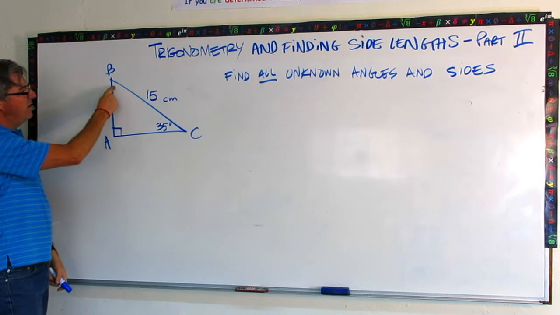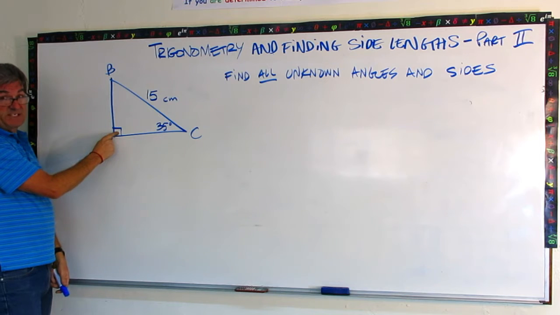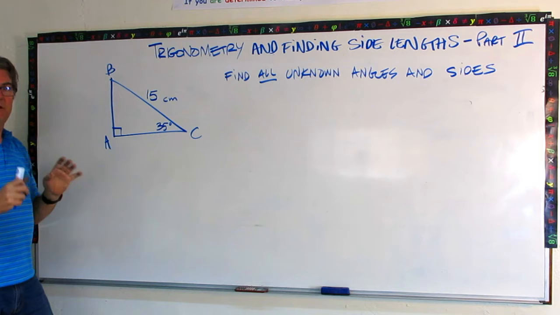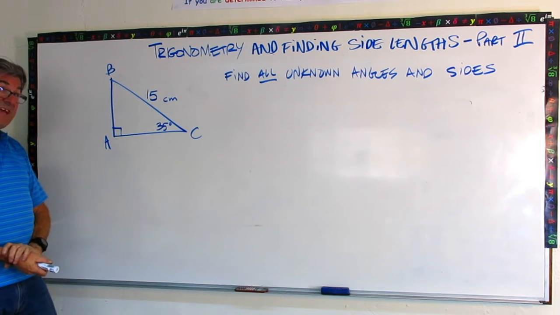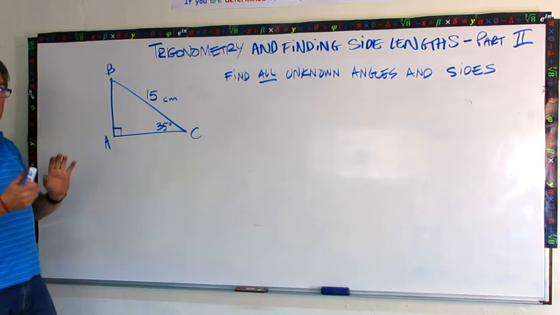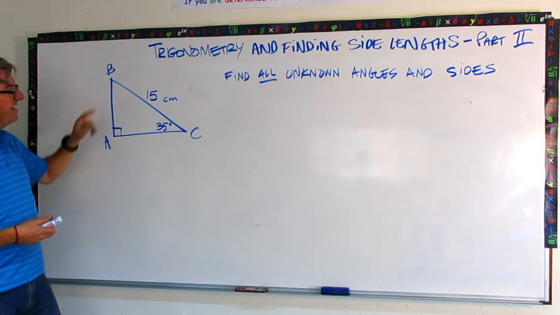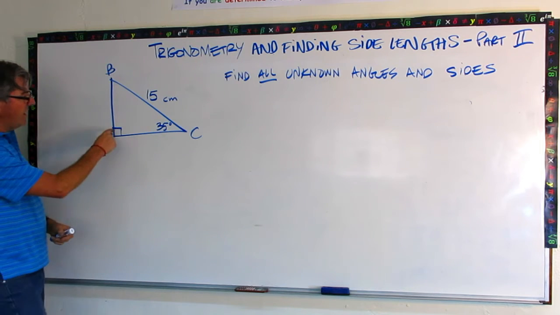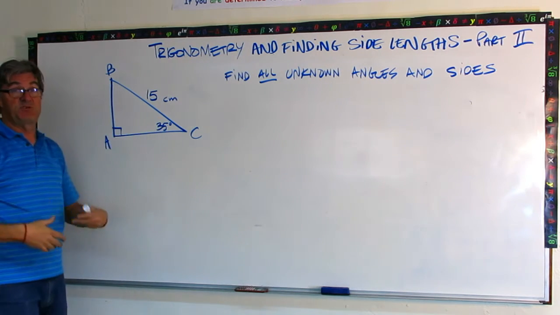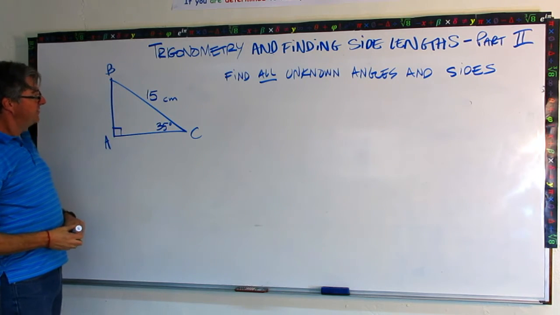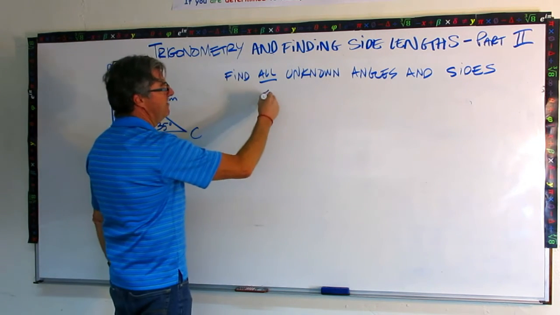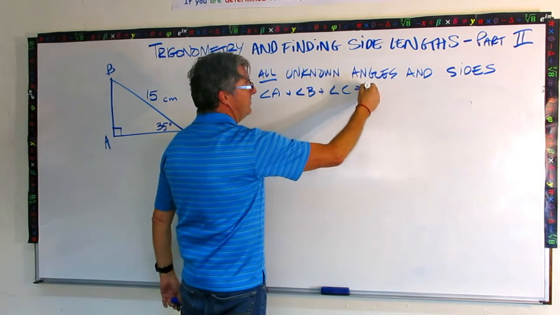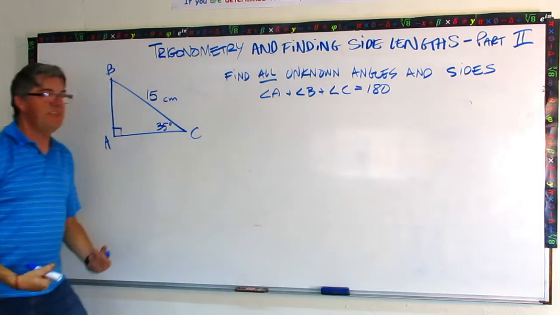Additionally, we have one unknown angle. We do know that that one is 90, so we don't need to find that. But we're going to have to find angle B. In fact, I'm going to start with angle B here. What do you need to know to figure out what that angle is? You've got to remember one key concept. In a right triangle, all 3 angles add up to 180. Okay? So, angle A plus angle B plus angle C equals 180. We know we can write that equation.